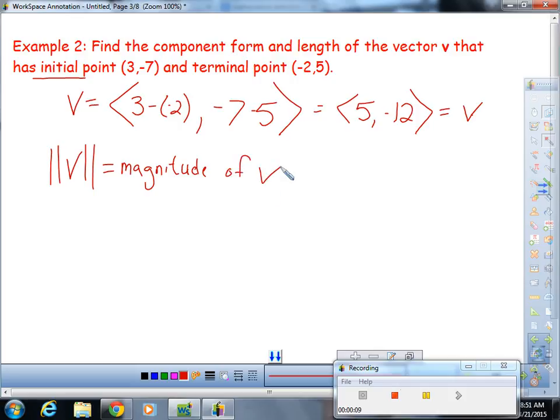of v. And to do that, all we have to do is use the good old Pythagorean theorem. So we know that 5 and 12 would represent the legs of our triangle. And this is the Janet Jackson of right triangles, the second most famous triangle on Earth, the 5, 12, 13. So the magnitude of v is 13. Okay, moving on up.